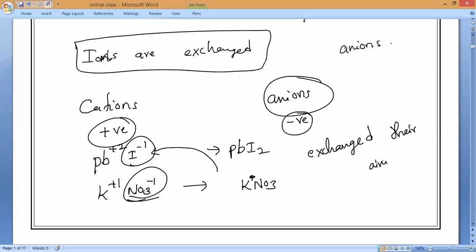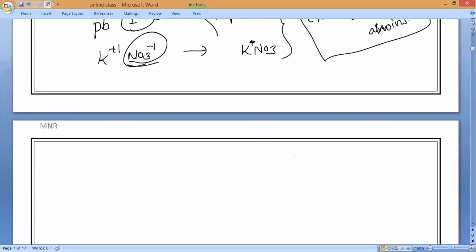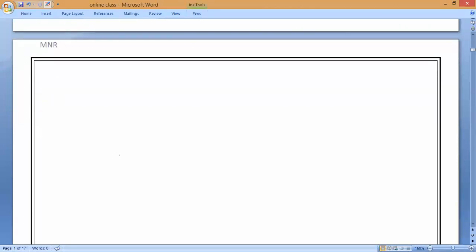Okay, so that is what you have to remember. So anions are exchanged. How many anions are exchanged here? Two anions are exchanged. That is why it is called which reaction? Double displacement reaction. So now you can notice it. In a displacement reaction, who is exchanging? Elements are exchanging. And in a double displacement reaction, who is exchanging? Ions are exchanging. That is the difference between displacement and double displacement reactions.